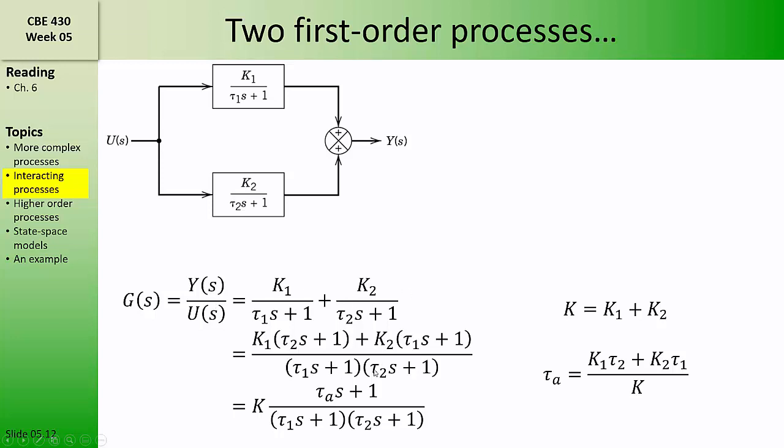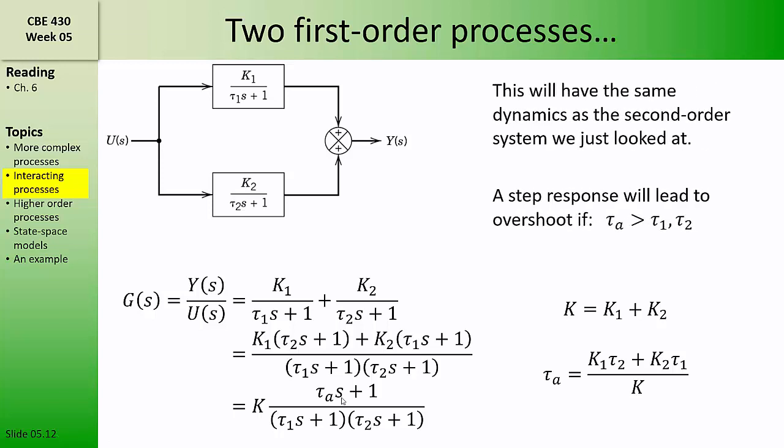Putting these two terms over a common denominator, algebraically, we can also show that this is a second-order transfer function with a first-order polynomial in the numerator. This will have exactly the same dynamics as the second-order system that we just looked at, where we had two first-order processes that were coupled in series. And again, this system will exhibit overshoot if the numerator time constant is greater than both of the denominator time constants.